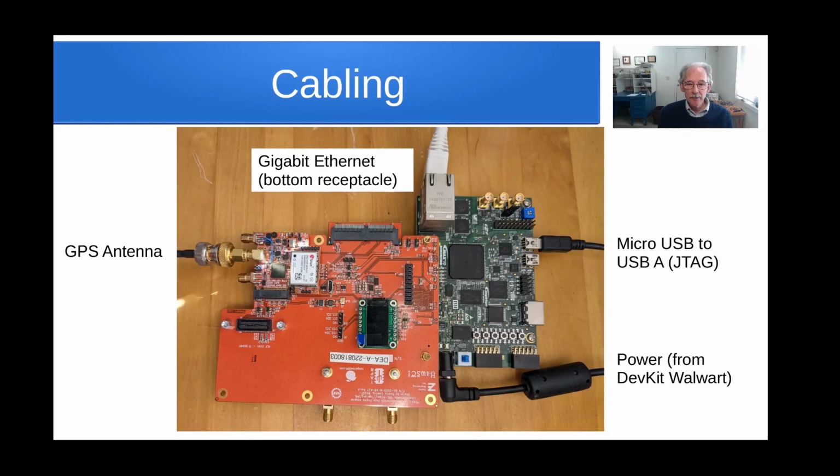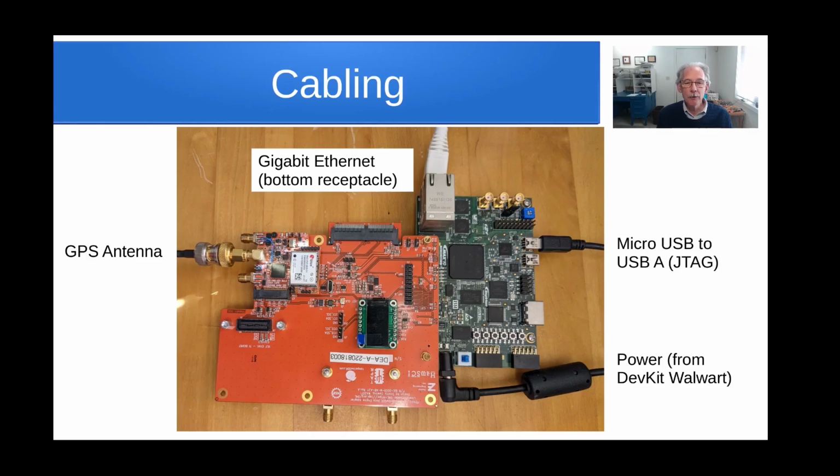In terms of cabling, this is a photograph. The dev kit is the green board on the right. The orange board is the TangerineSDR data engine adapter. You can see on top the clock module is installed into the M.2 connector, and you cannot see underneath the receiver module has been installed and connected to the data engine adapter on the bottom. The micro USB to USB-A cable is the JTAG interface. You can see this is plugged into the upper of the two micro USB connectors.